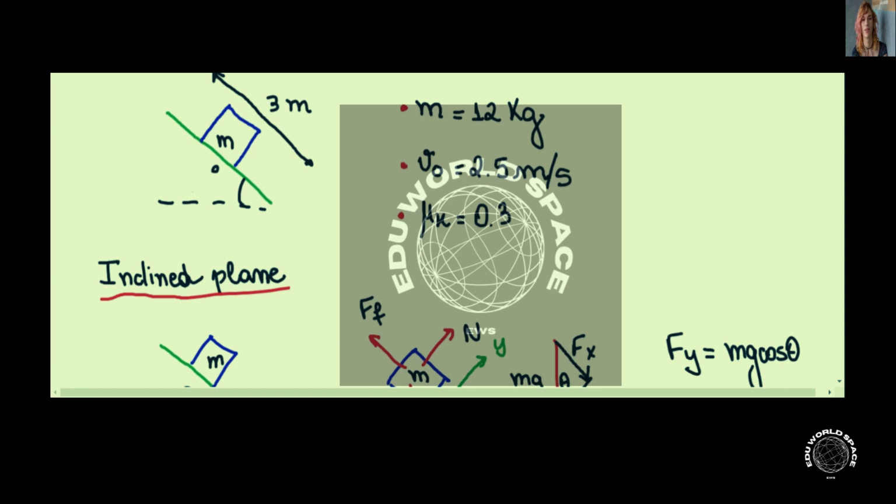Our goal is to find the minimum value. Actually, this shouldn't be 30. I'm sorry for that. This should be a generic theta. So sorry. We have to find the minimum value of the angle theta that the incline makes with the horizontal, such that the block will be able to reach the bottom of the incline.